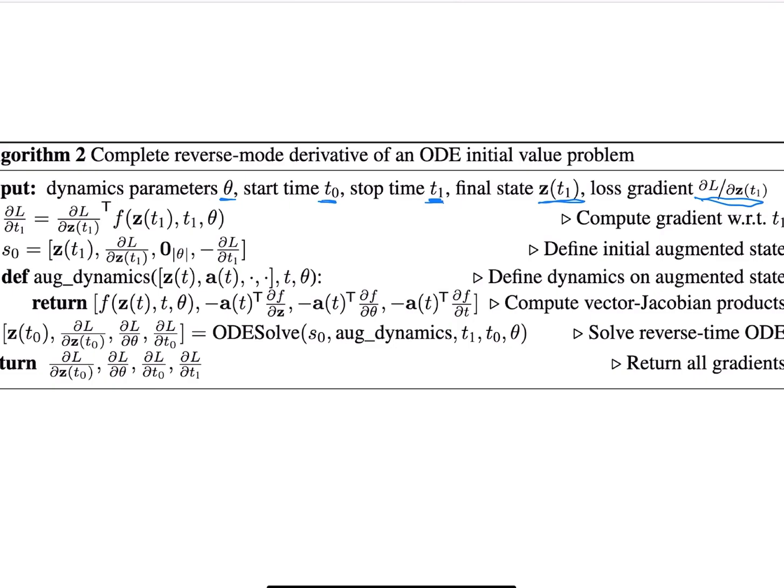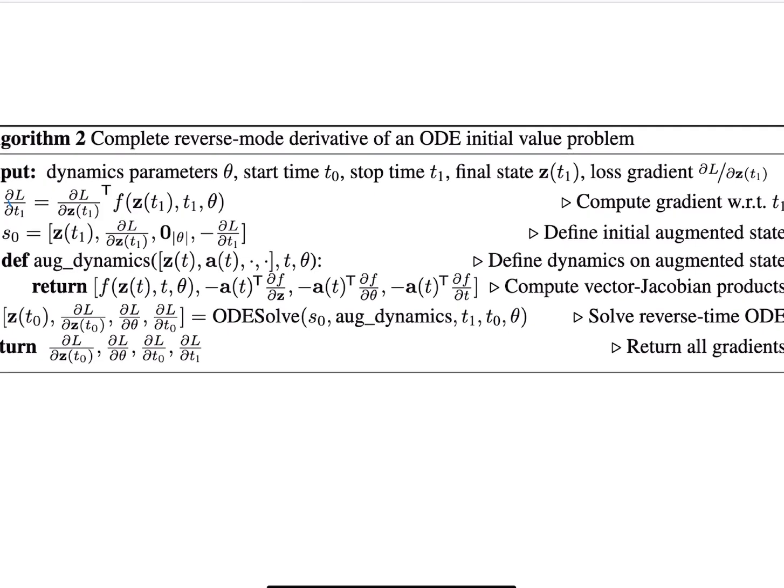So what we do first is we compute the gradient with respect to t1, which is at the end of the network. And once we have that, we can define our augmented state here. An augmented state, remember, involves everything from our state to theta, augmented with the parameters theta, so we can use it to compute our theta. And our augmented dynamics is basically our adjoint including theta. So after we have that, we can use the ODE solver on this augmented dynamics, starting from S0. And remember, S0 starts at the z of t1.